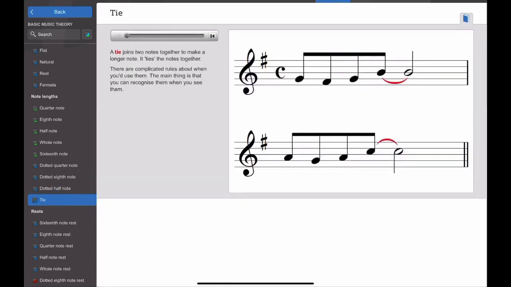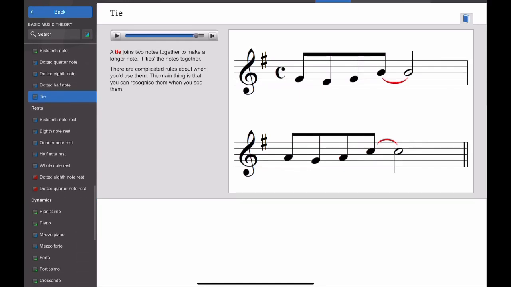Now the tie connects notes together that are of the same pitch. The difference between a tie and a slur is that the slur connects notes that are different pitches. Great. Now let's go over the rests.